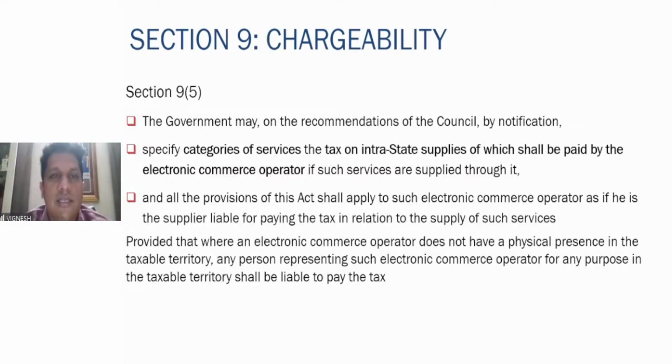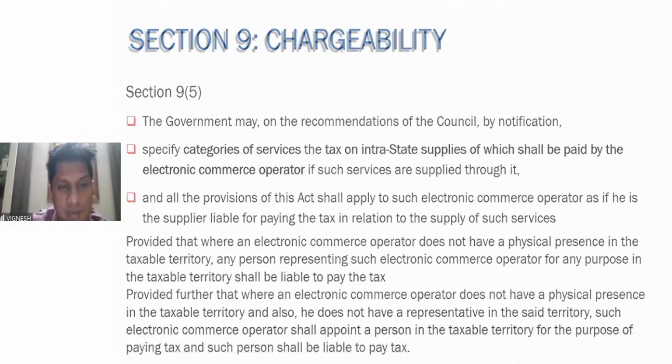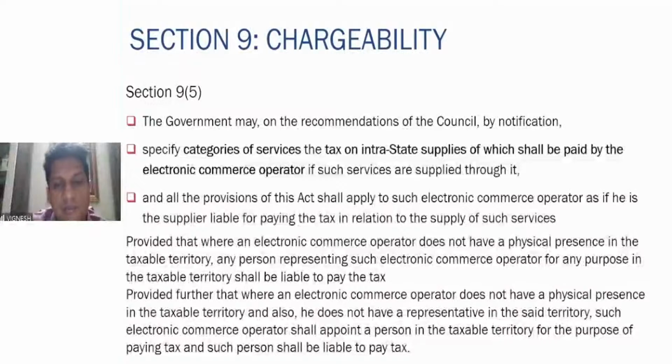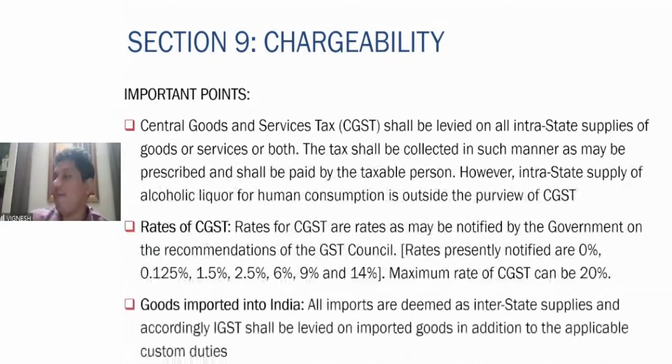However, in case the e-commerce operator does not have a physical presence, any person representing such e-commerce operator for any purpose, he shall be liable to pay the tax. So this was your 9 subsection 5. And also sometimes what will happen? He does not have a physical presence and he does not have a representative also. Then such e-commerce operator will appoint a person in the taxable territory for the purpose of paying the tax, and such person shall be liable to pay the tax. That is your 9 subsection 5.